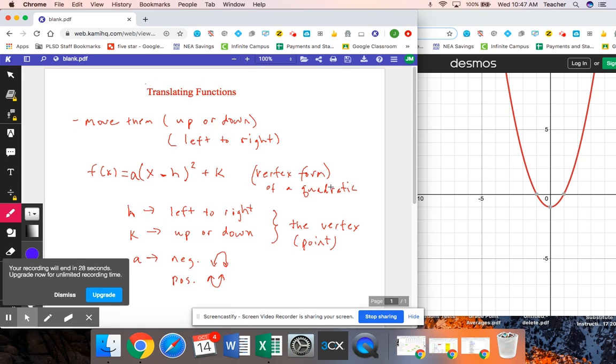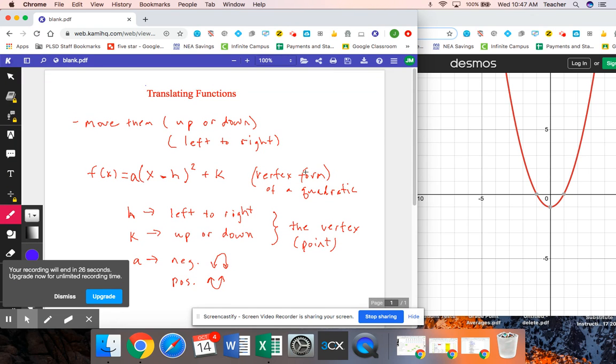So this is just a basic idea of translating functions. In this case, I'm translating quadratic functions. I'm going to do another one like this for just a basic idea of absolute value, but it'll be very similar. And then we'll do some practice in general. This is just the introduction.